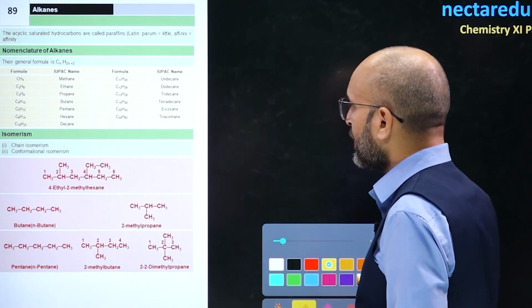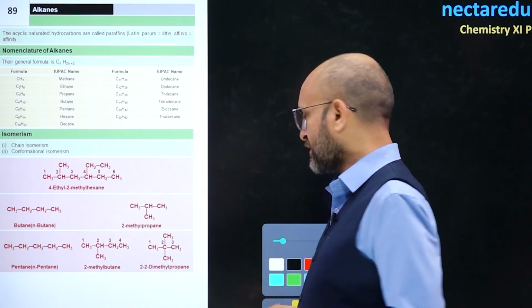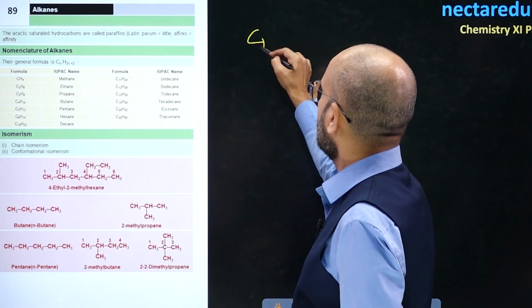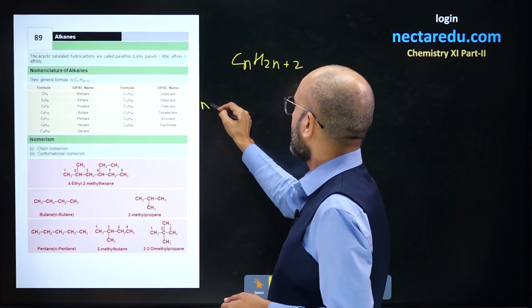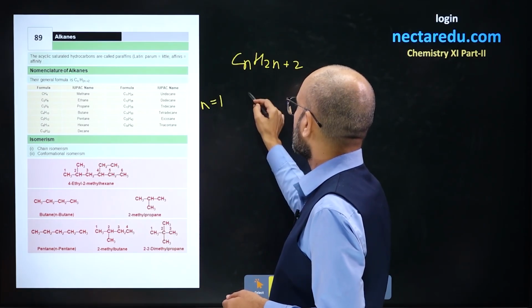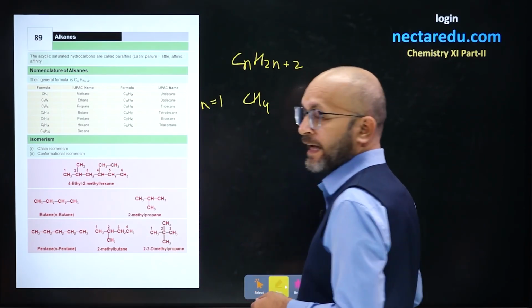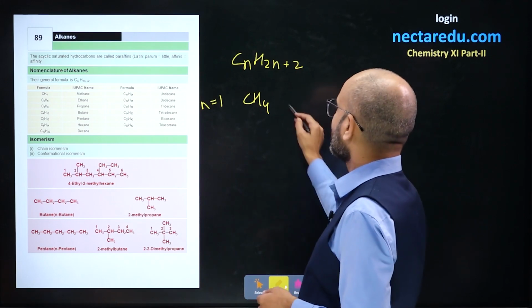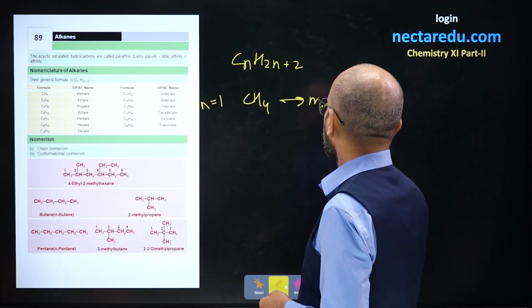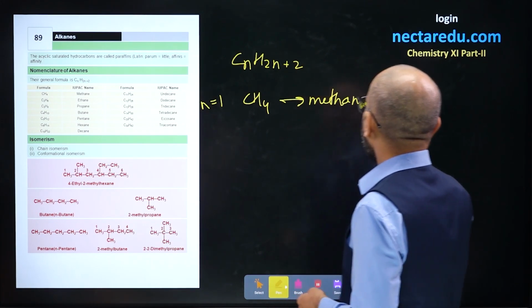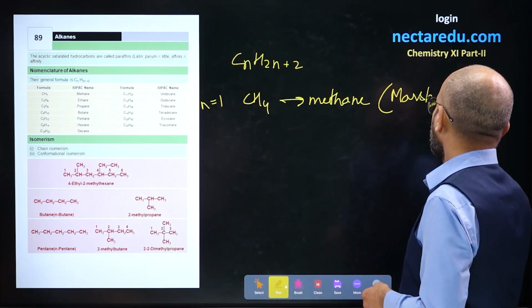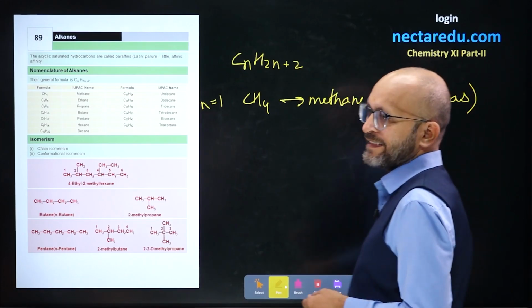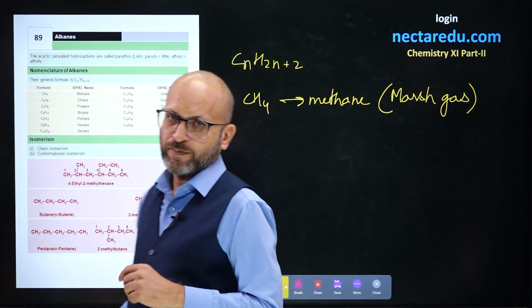Now, in alkanes, the general formula is CnH2n+2. If you put n equals 1, the formula shows the molecule has a formula of CH4, and this is known as methane. It's a gas, and it is also known as marsh gas. It is found in marshy places, at damp places this gas has been found.